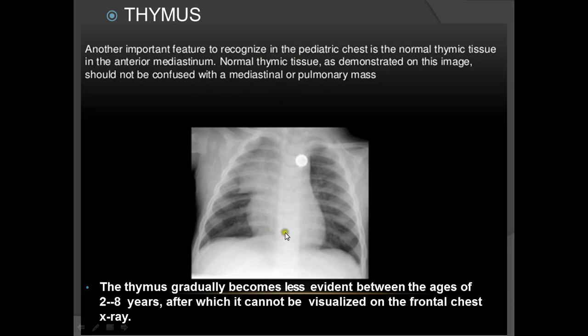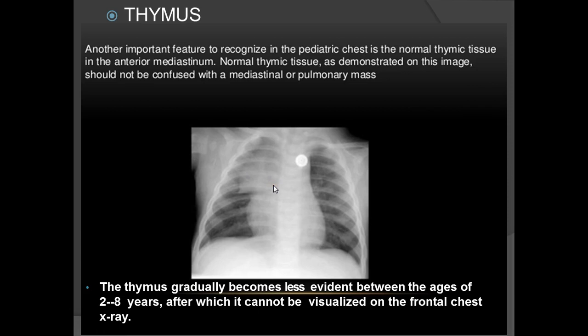How is the spine? We can see the spine behind the heart. We can count the ribs: 1 2 3 4 5 6 7 8 9 10 ribs. So it's a well inspired film. There is a triangular opacity in the right upper lobe. So what kind of opacity is this? Is this normal or abnormal?